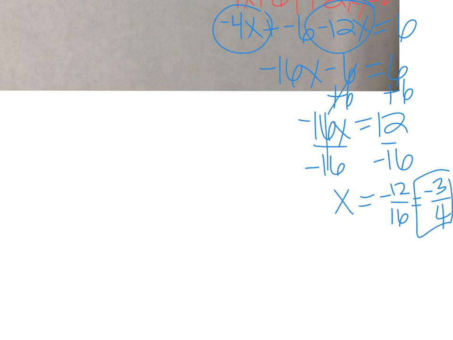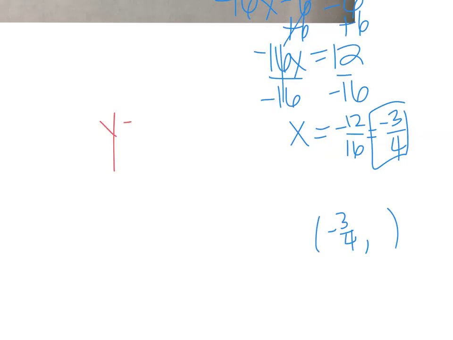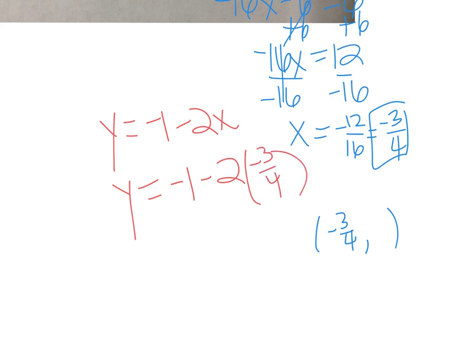Again, we're looking for the solution, and the solution to a system has to be a coordinate point. So we have negative 3/4 as my x. I'm going to leave a blank for my y because I don't know what that is. But since I know what x is, I'm going to plug it into that y equals equation we made earlier, and then we can find out what y is. So y, recall, is negative 1 minus 2x. Well, now that I know x, I can plug it in. Y equals negative 1 minus 2 times negative 3/4.